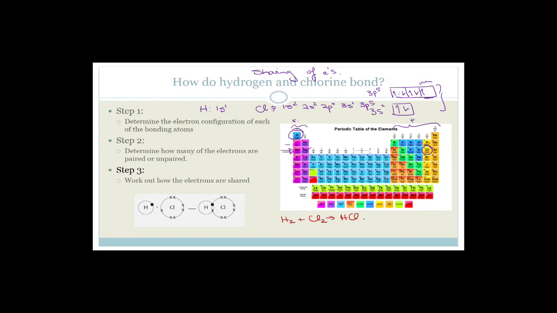Actually, what happens is it's 2 and 2 and a 2, because chlorine is a diatomic molecule in nature. So it forms hydrogen chloride, but because they had to break up, we need to balance and put a big 2 in front of it. Okay, but that is how they bond.